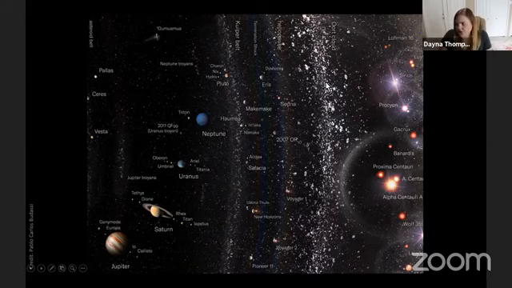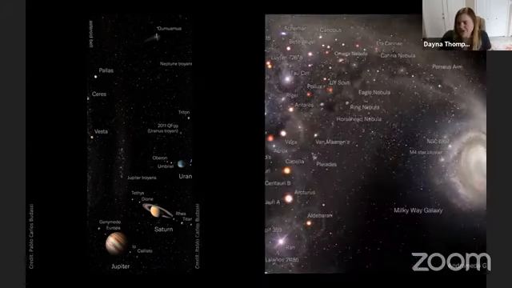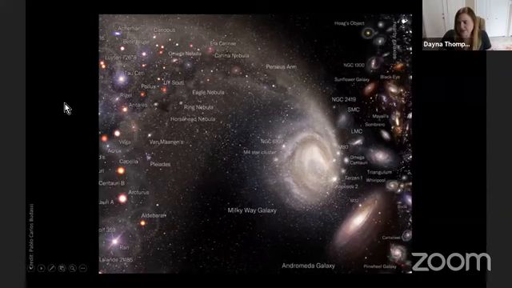Out even farther, we have the Oort cloud, which we think is where icy comets originate. And then far beyond our solar system, there are other stars, like the closest star to us, Proxima Centauri here, and other stars that are nearby our sun out in space as well. If we go even farther out, we can see more distant stars.